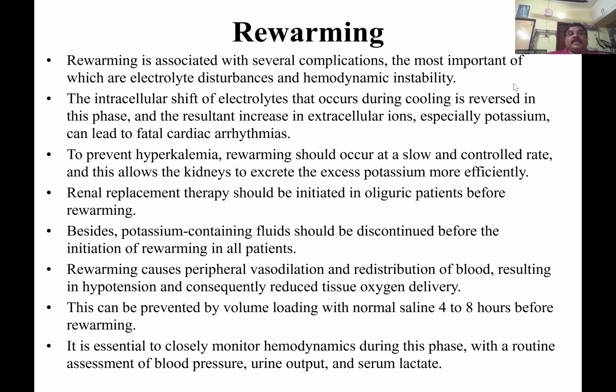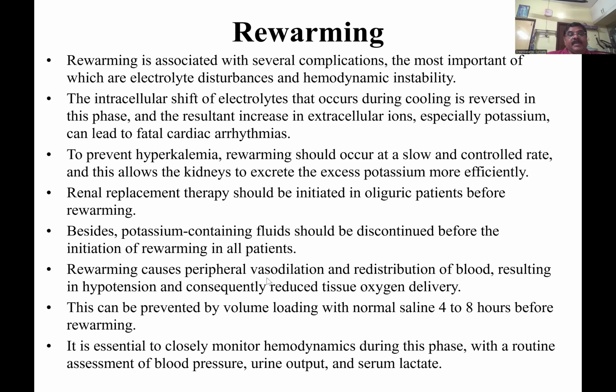Rewarming phase complications. Rewarming also has several complications. The most important are electrolyte disturbance and hemodynamic instability. The intracellular shift of electrolytes that occurs during cooling is reversed in this phase. The resultant increase in extracellular ions, especially potassium, can lead to hyperkalemia and cardiac arrhythmias. To prevent hyperkalemia, rewarming should occur at a slow and controlled rate. This allows the kidneys to excrete the excess serum potassium. Renal replacement therapy should be available at the bedside, and potassium-containing fluids should be discontinued before rewarming.